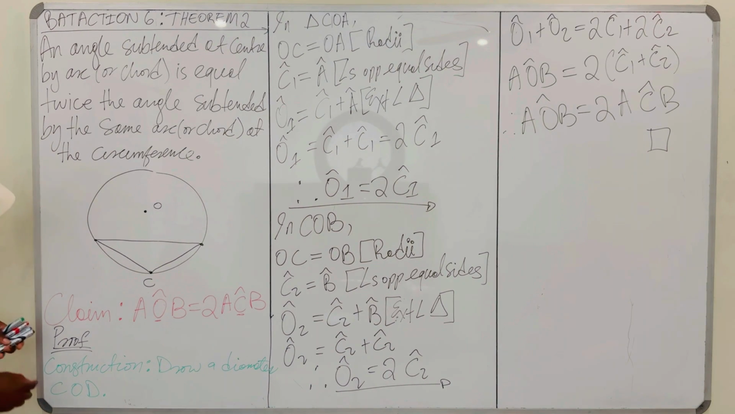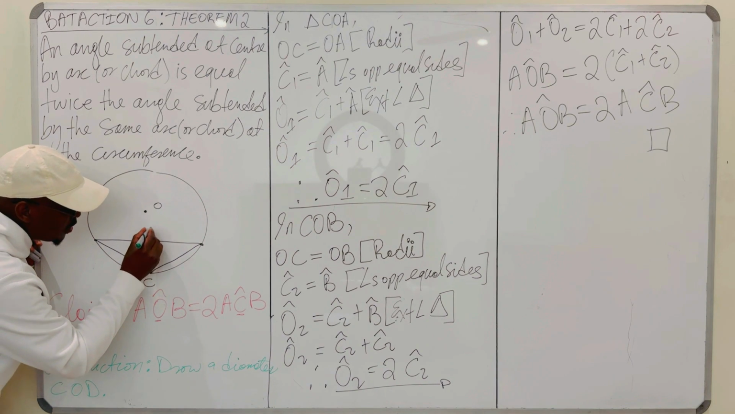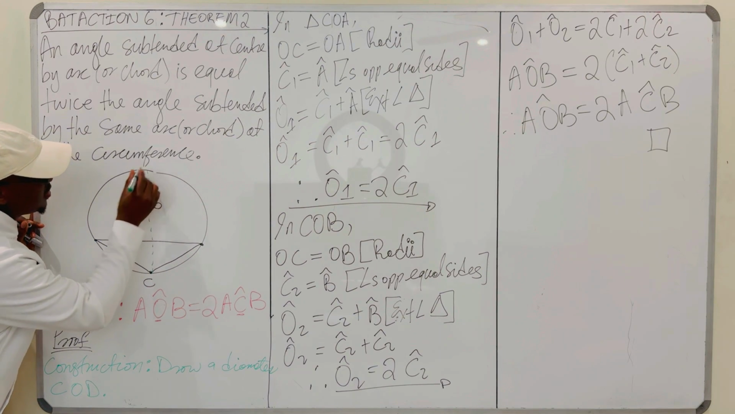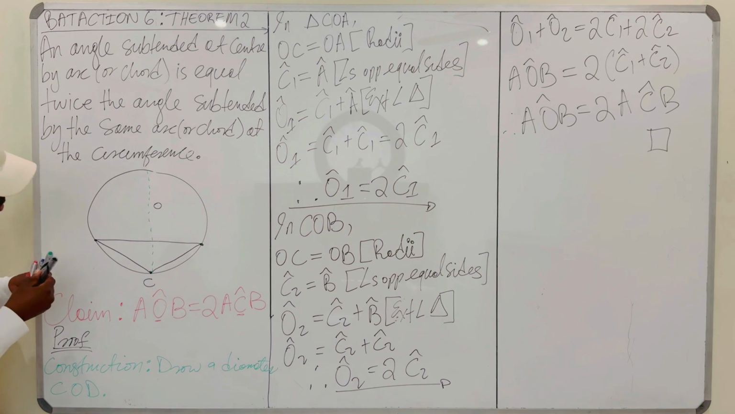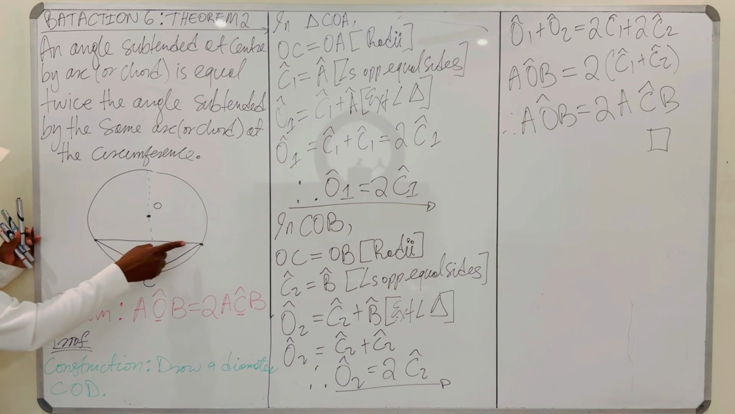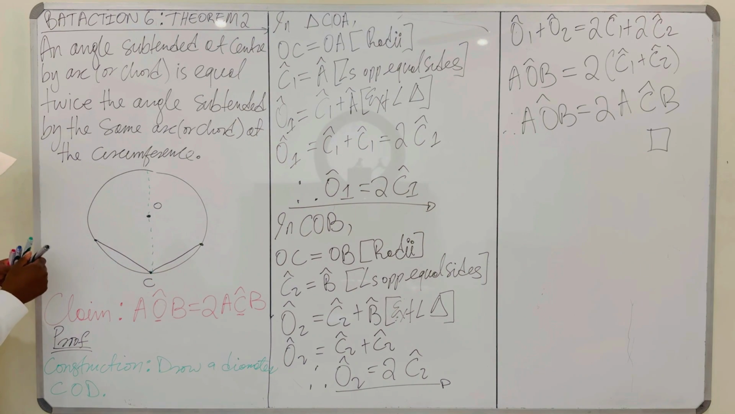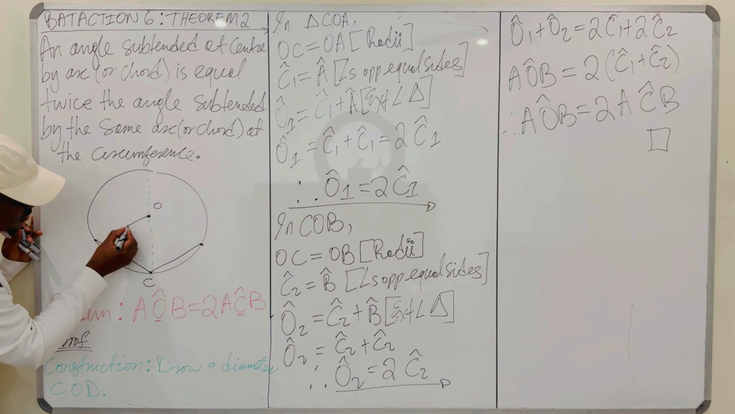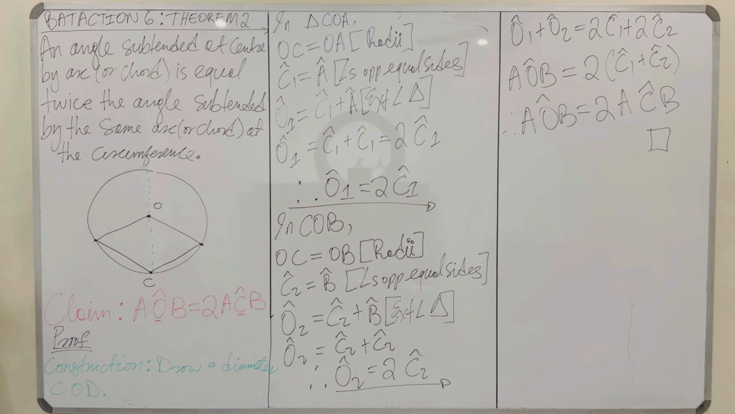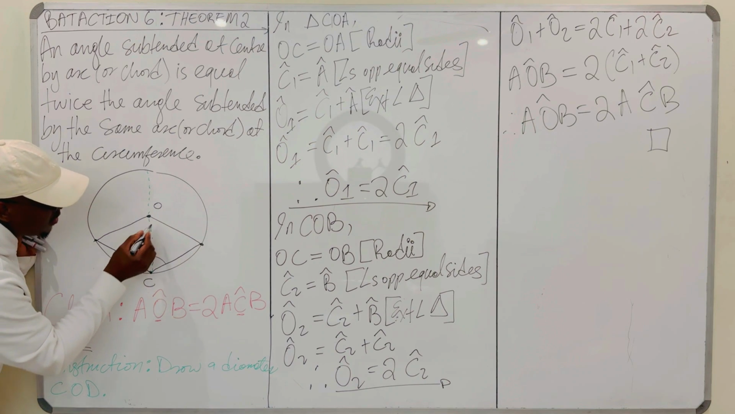First thing we're going to do, construct COD. Just make the center here. So let's say our center is here. There's no need for a diameter for this, it will just confuse us. So in the first case, it was the minor arc subtending. Now it's the major arc subtending. Can you see?